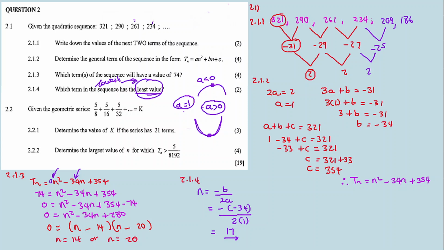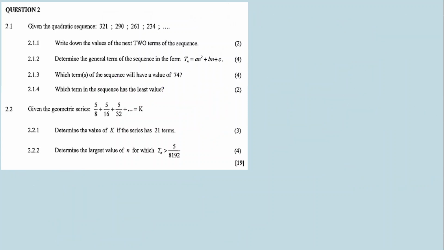2.2 Now we erase here, and then we answer the last question, 2.2. Given the geometric series 5 over 8 plus 5 over 16 plus 5 over 32 and so on, they all give us a value k. So add all these terms and they give us k. Now go to 2.2.1, determine the value of k if the series has 21 terms.